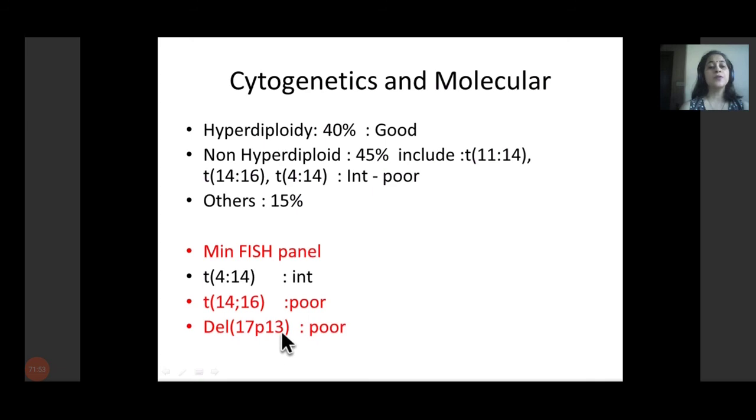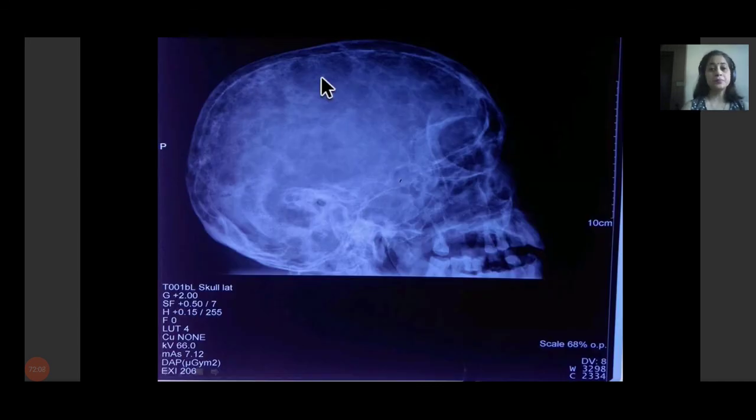Fortunately, they are not so frequent, and the non-hyperdiploid are anyway lesser than the hyperdiploid, and out of which even the 4;14 is intermediate. So we are lucky that the poor ones come in the other group, and they are not so frequent. This is how the lytic lesions look.